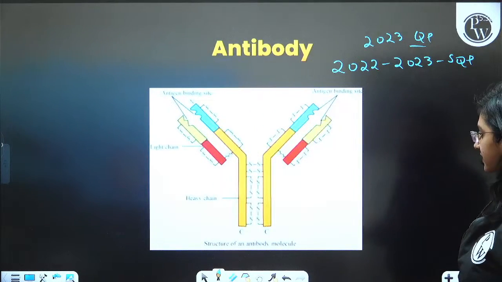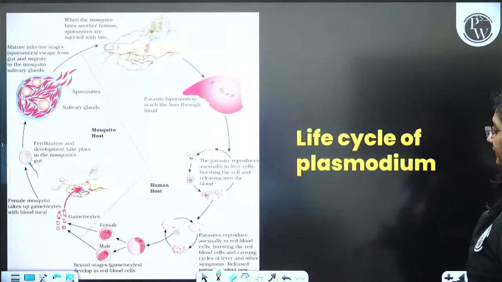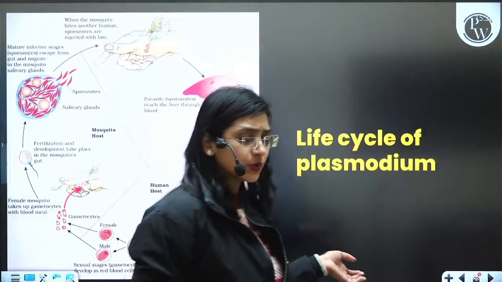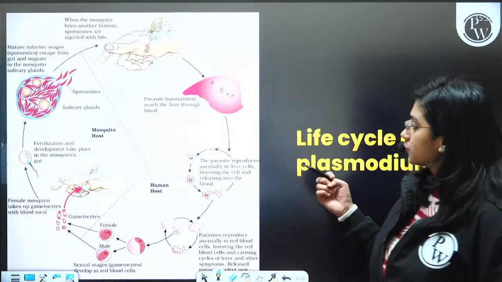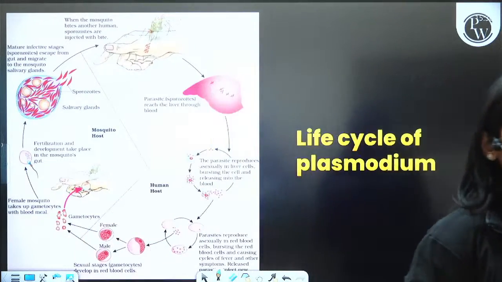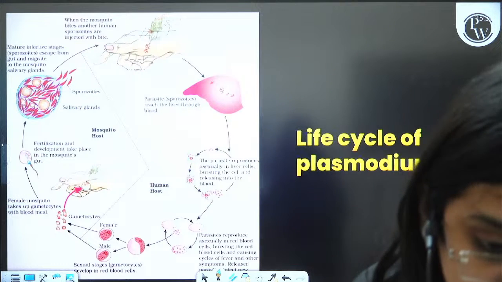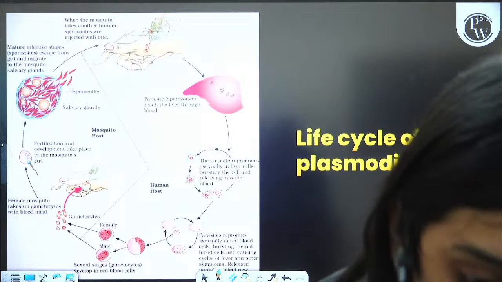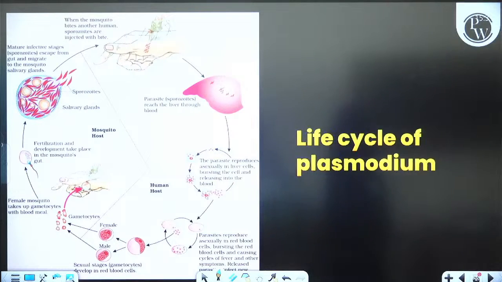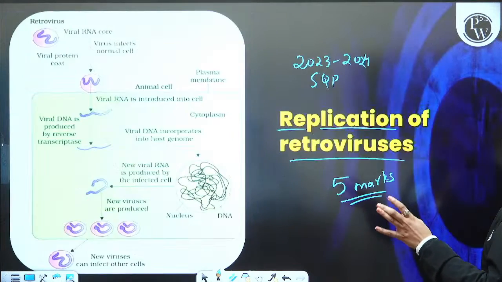Even a case-based study question can be asked. And then the life cycle of Plasmodium they have asked to explain in the recent question paper. So it's better to draw and explain so that your time will be less consumed. Otherwise, you have to write all the 5 points. So this is also an important diagram.